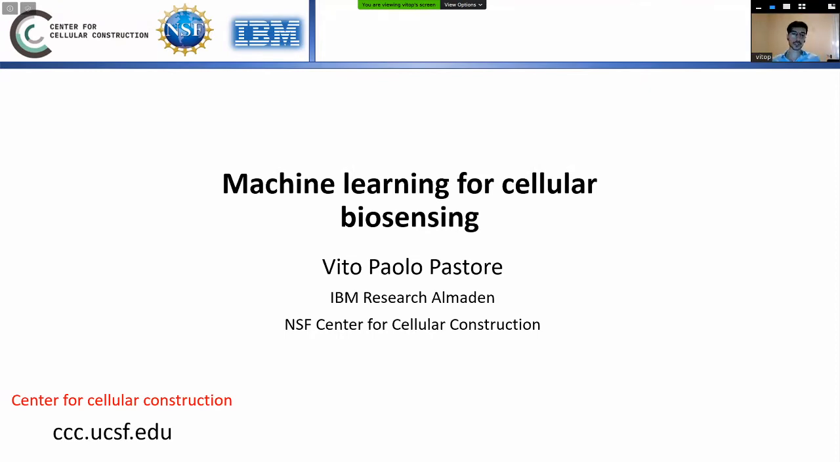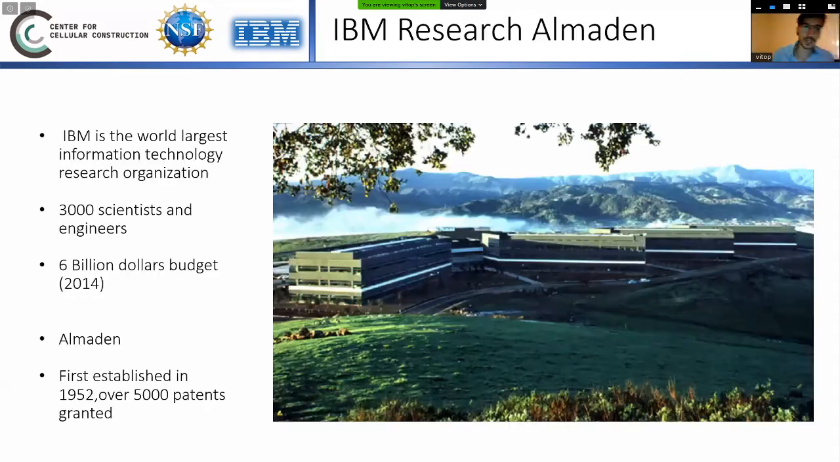So today's talk is going to focus on machine learning application for cellular biosensing, and in particular for environmental monitoring. As Gorby was saying, I've been working as a postdoc in IBM. I just want to say a couple of words. IBM is the world's largest information technology research organization with more than 3,000 scientists and engineers. In particular, I have been working in Almaden, which is in the south of San Jose in California. And it's this beautiful building here on the right, which was first established in 1952.